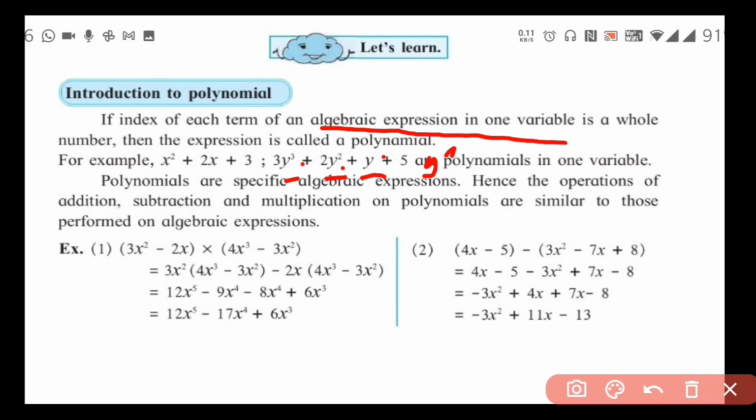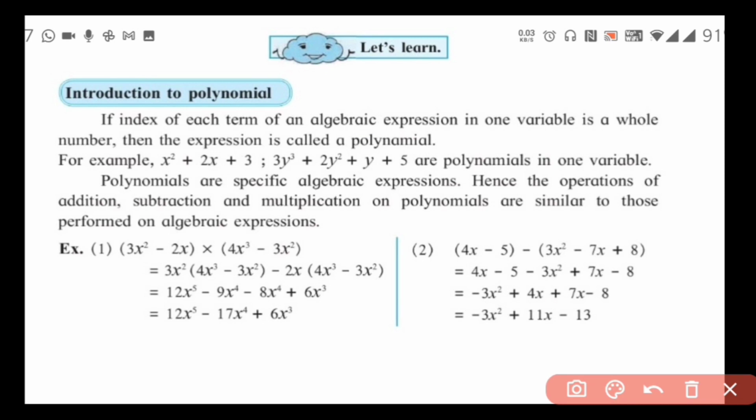We can see y in all the 4 terms, and they are having index as the whole number 0, 1, 2, 3 like this. So when the algebraic expression is in one variable, the same variable, and their index is a whole number, then such type of algebraic expression is known as polynomial.